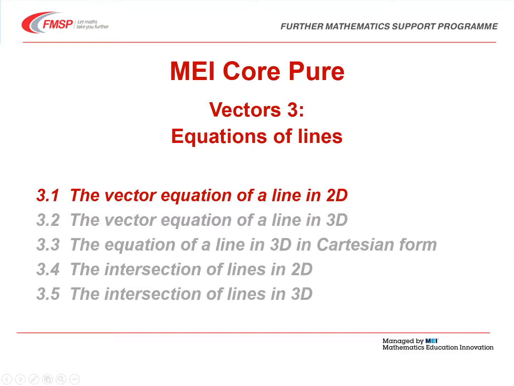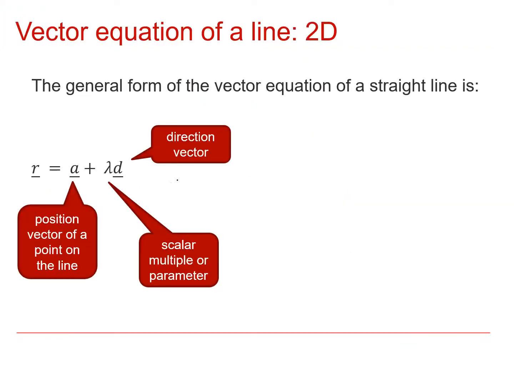This is a video for MEI Core Pure Mathematics, Vectors 3 Equations of Lines, 3.1 the vector equation of a line in 2 dimensions. The vector equation of a straight line can be shown to be r equals a plus lambda times d. Now let's have a look at those pieces.